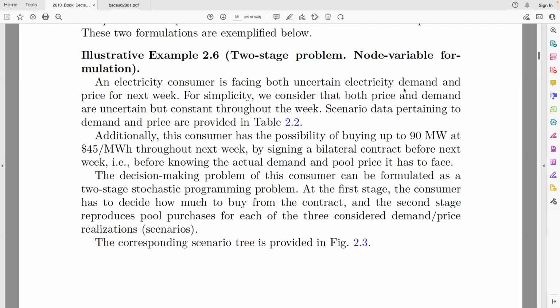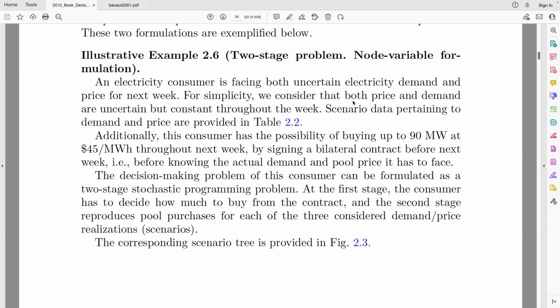Okay, so I'm going to describe example 2.6. This is a two-stage problem using a node variable formulation. An electricity consumer faces uncertainty in the demand and the price for the next week.